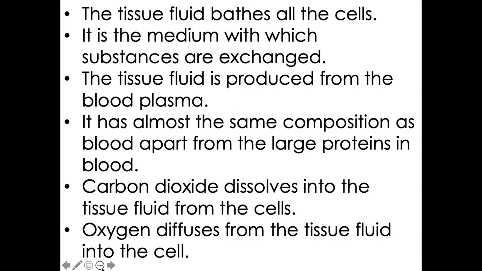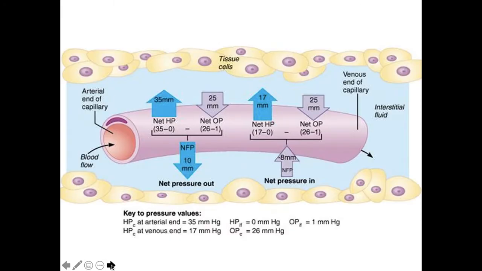Carbon dioxide dissolves into the tissue fluid from the cells. Well, it will be dissolved in the cytosol and then diffuse into the tissue fluid. And oxygen diffuses from the tissue fluid into the cytosol of the cell, which is the fluid part of the cytoplasm of the cell. So here is a diagram which looks a bit complicated.